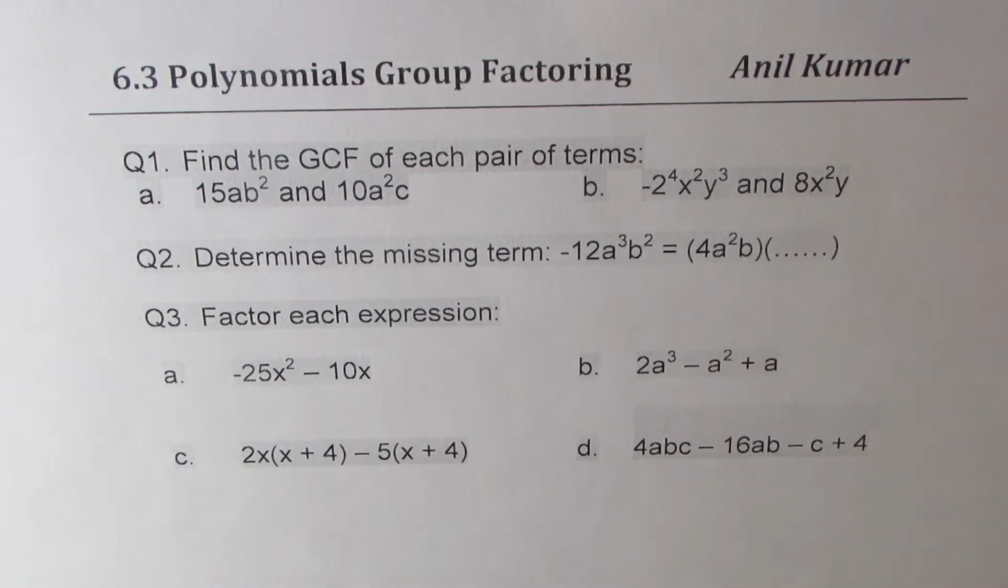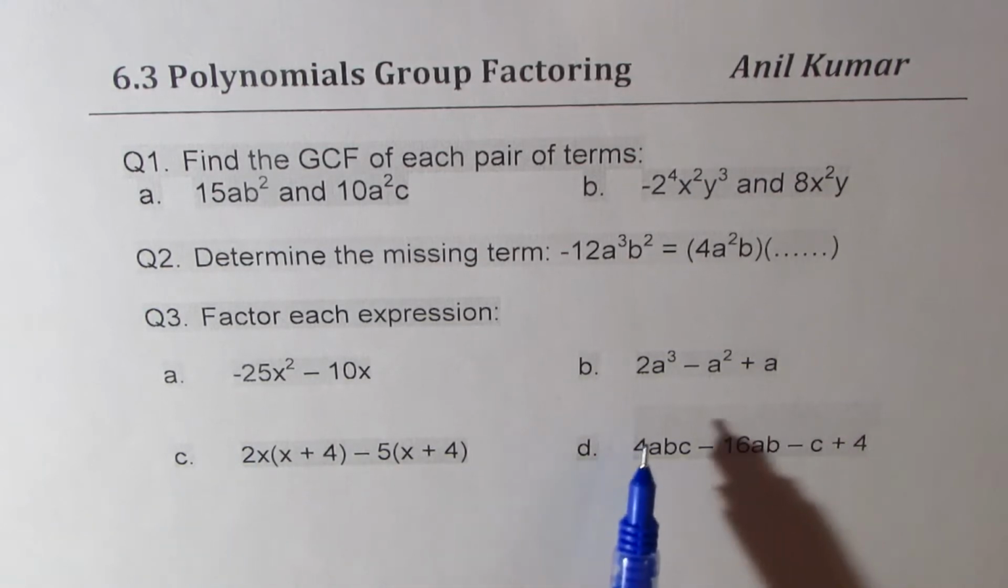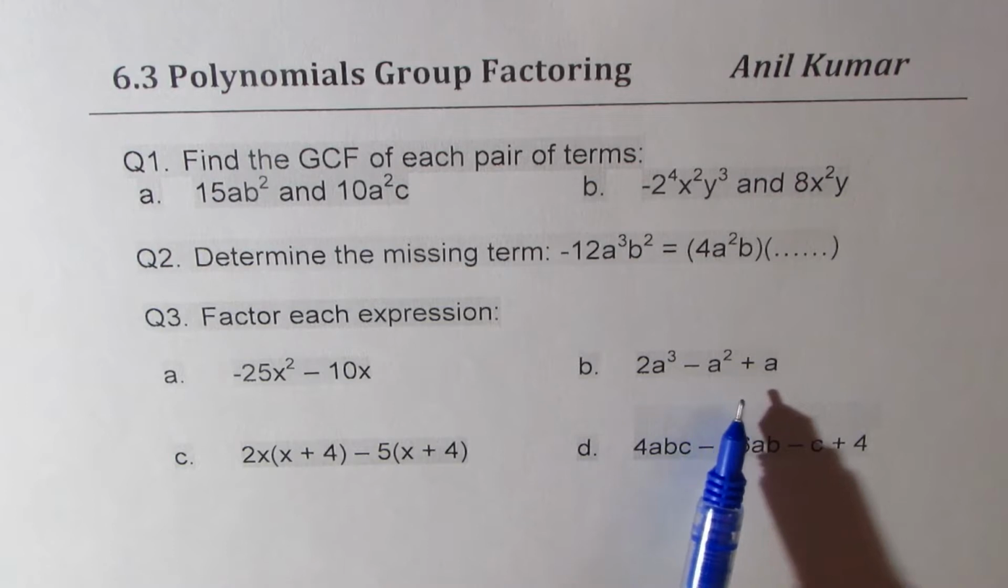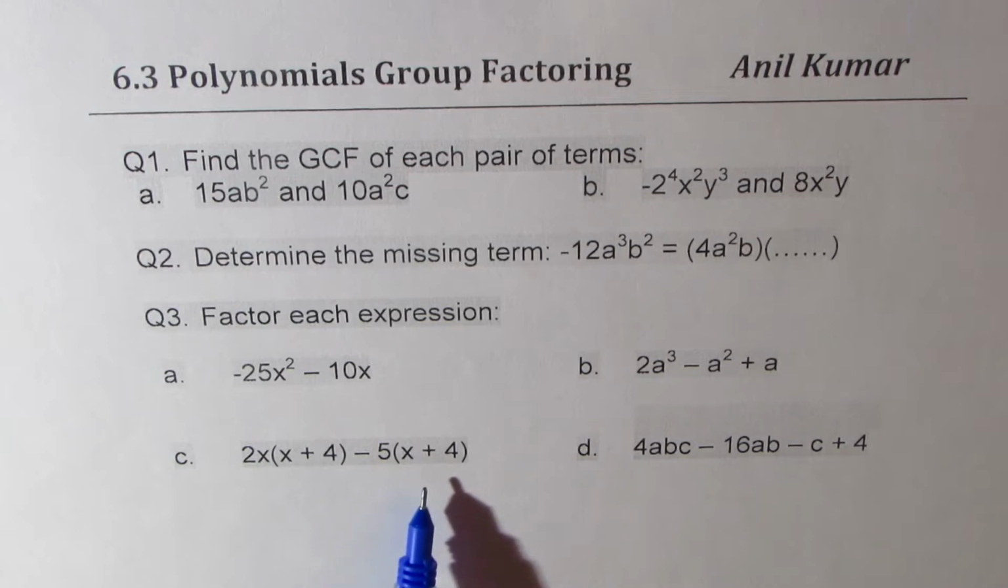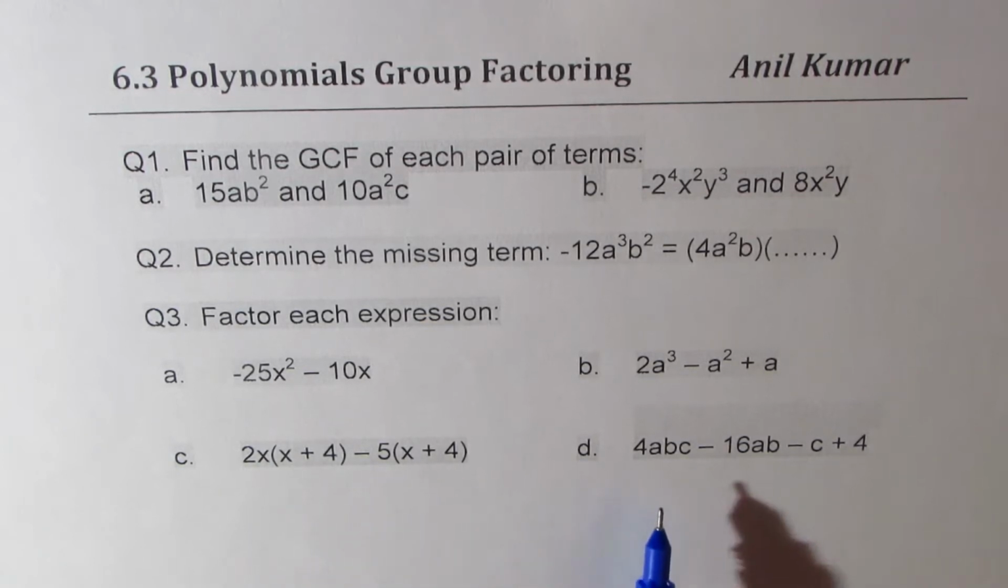Question number 3. Factor each expression. A: Minus 25x square minus 10x. B: 2a cube minus a square plus a. C: 2x times x plus 4 minus 5 times x plus 4. D: 4abc minus 16ab minus c plus 4.